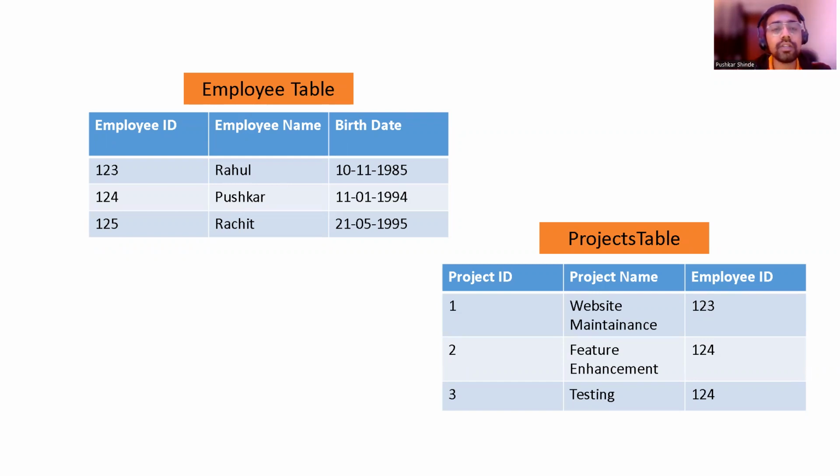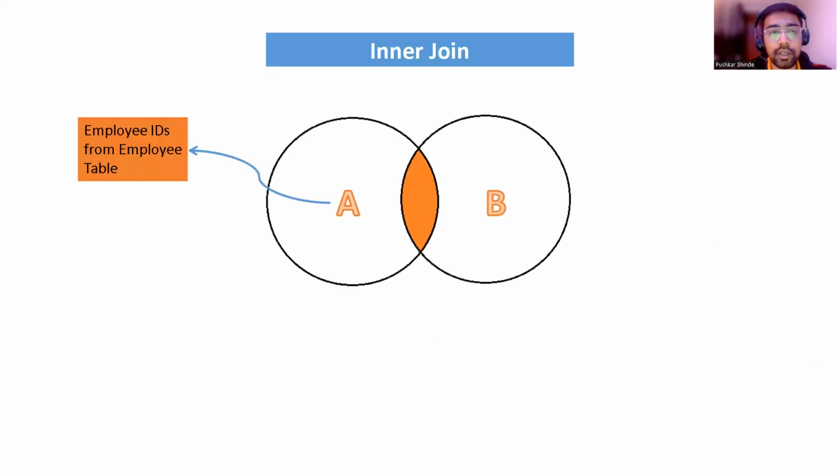So now the result of joining these two tables will be a data set that contains the employee IDs that are common between these two tables. Here in our example, we can see employee ID 123 and 124 are common between the employee table and the project table. So all the information for employee ID 123 and 124 will be available in the resultant table, but the details of employee ID 125 will be dropped as it is not a part of the project table. So that's the inner join.